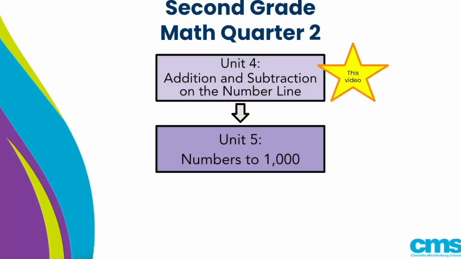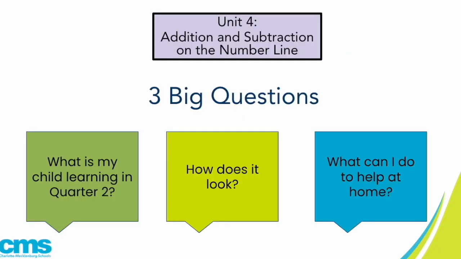Thanks for joining me. In quarter 2, there are two major units that students work on, Unit 4, and that's the focus of this video, and there's a second video for Unit 5. If you would like to view that one as well, that unit starts in quarter 2 and continues into quarter 3. So back to Unit 4. This is about addition and subtraction on the number line. By the end of this short video, I hope that you will know what your child is learning in quarter 2 related to this topic, how it looks, and some problems you can do at home to help your child.